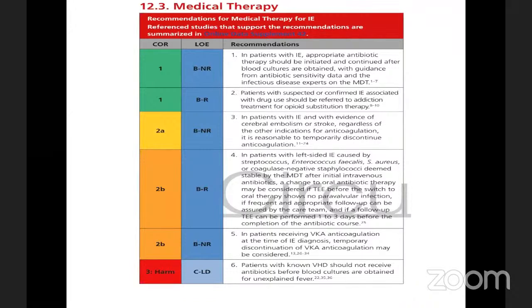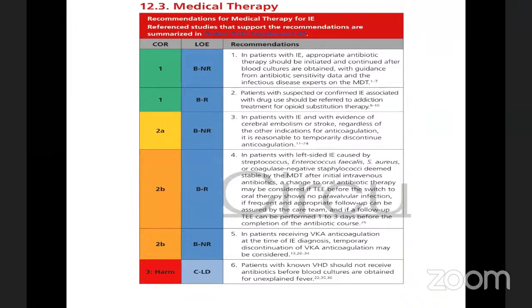Class 1: patients with suspected or confirmed infective endocarditis associated with drug use should be referred to addiction treatment for opioid substitution therapy. Class 2A: in patients with infective endocarditis with evidence of cerebral embolism or stroke, regardless of other indications for anticoagulation, it is reasonable to temporarily discontinue anticoagulation.